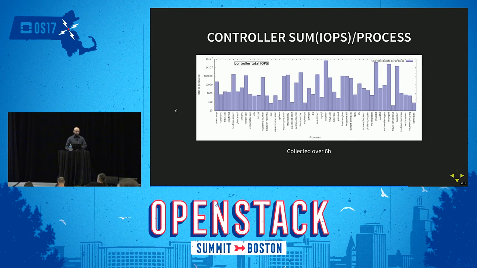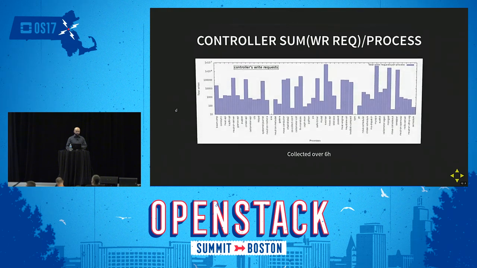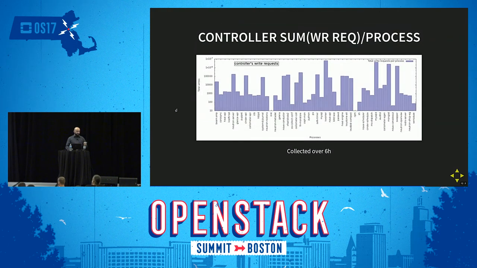Okay, so a little bit more breakdown, and this is the number of writes. The number of writes doesn't look interesting, but again, the scale is interesting, because the scale is 100,000, while on the previous slide we have 10 to the power of six, which is, again, 10 times. And this is the sum of the write requests. And again, the winner is MySQL and MariaDB. Those stats were collected over 6 hours, okay?